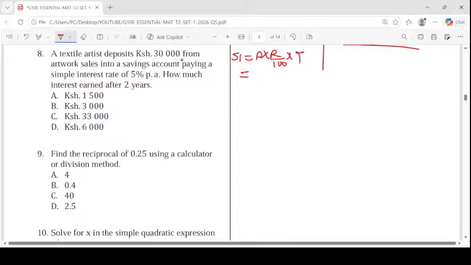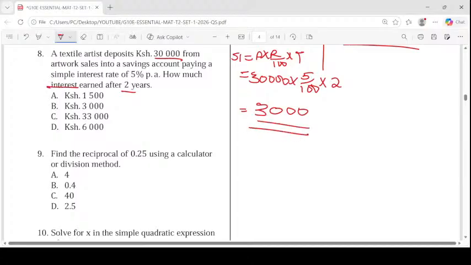When you substitute, the deposit here becomes your principal. So 30,000 times a rate of 5 over 100, times the period t, which is 2 years. So this becomes 30,000 multiplied by 5 over 100 by 2. This becomes 3,000 simple interest. Remember, the question is just asking how much interest, not the full amount. So the answer becomes 3,000, which is B for boy for that particular question.